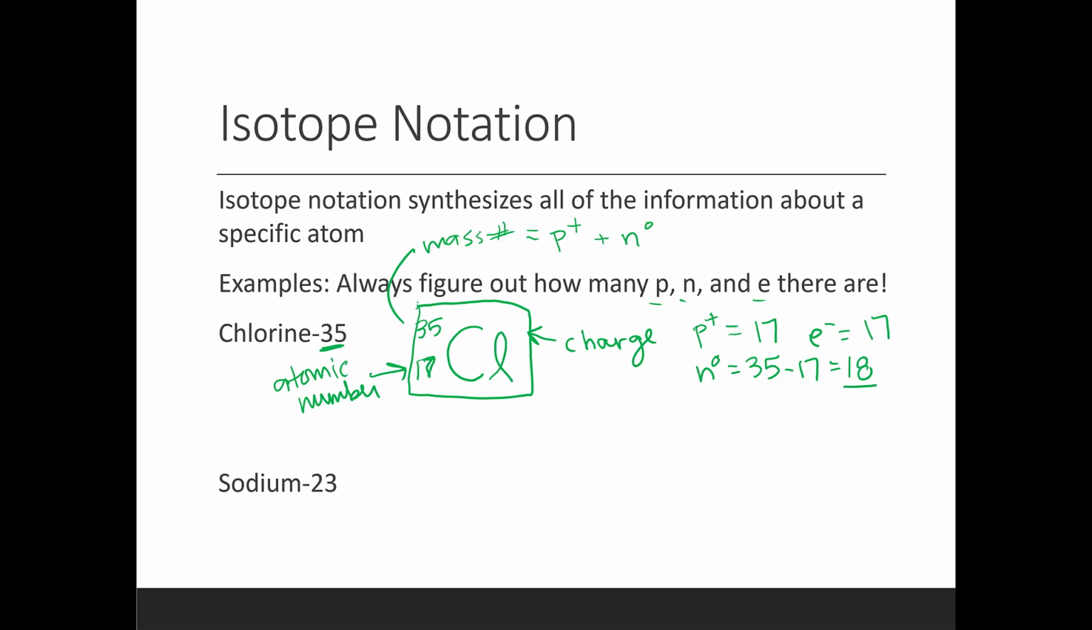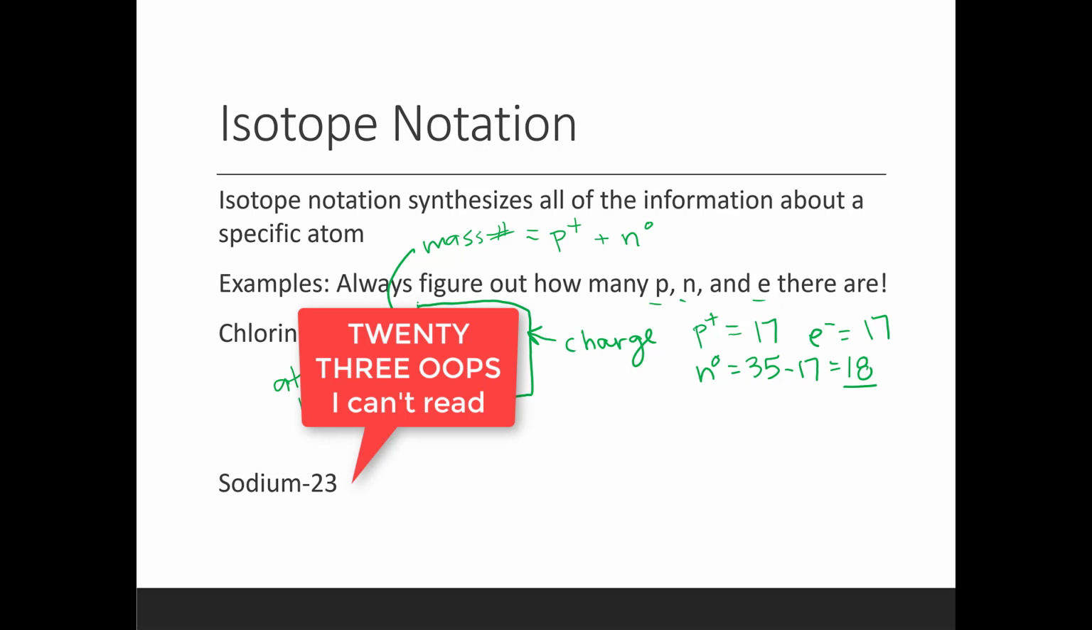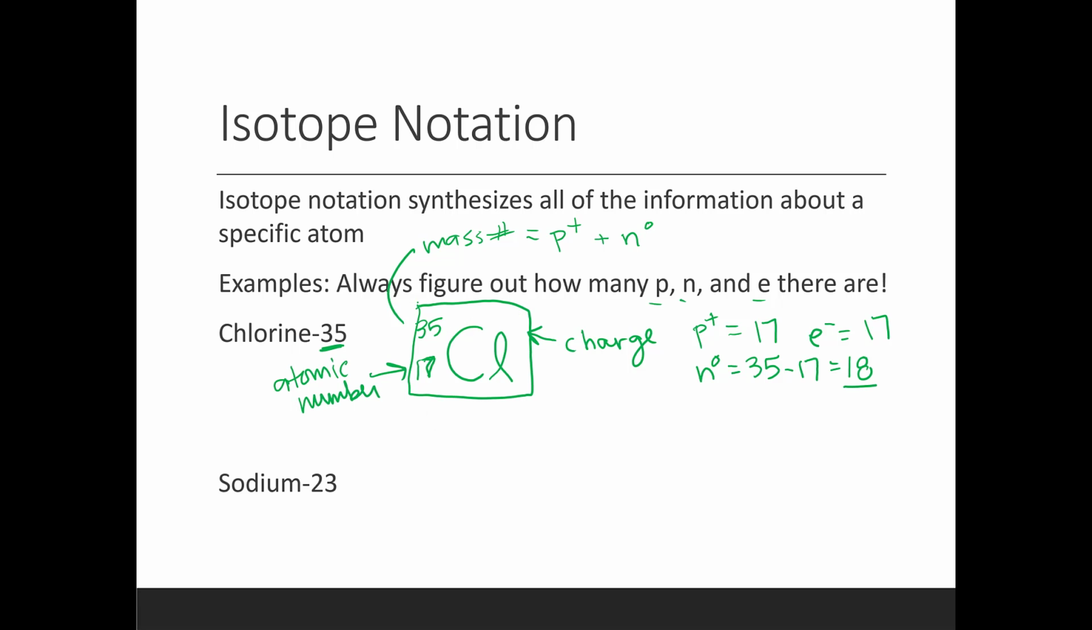Okay, let's do another example. Sodium 23. We're going to start by writing the chemical symbol. Remember, in a chemical symbol, only the first letter is capitalized. If there is a second letter, it is lowercase. We have Na for sodium, and the 23 is the mass number. Mass number goes right there. You're going to have to look at your periodic table. What's the atomic number of sodium? If you said 11, good job.